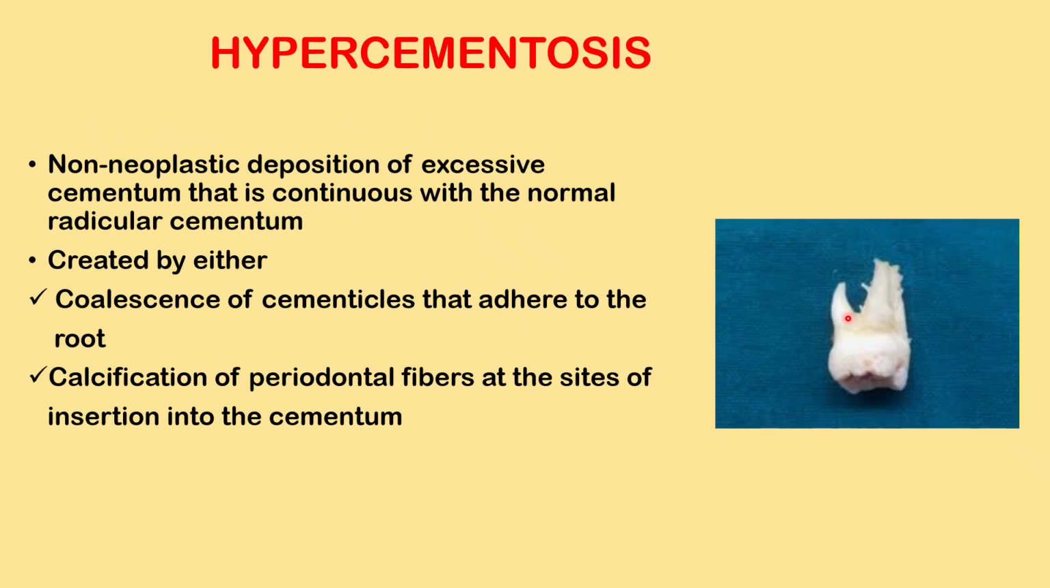Next we have hypercementosis. It is a non-cancerous overgrowth of cementum that is continuous with the normal root surface. It can occur due to cementicles merging together and attaching to the root, or from calcification of periodontal ligament fibers where they insert into the cementum.